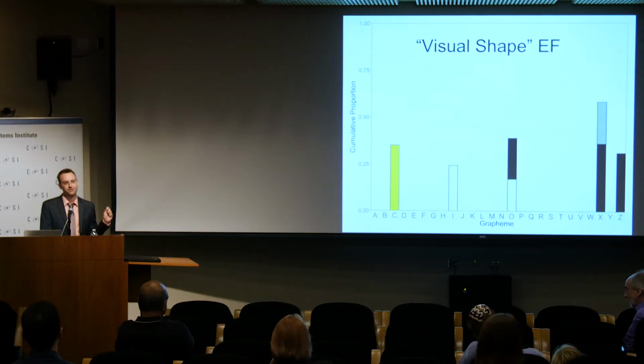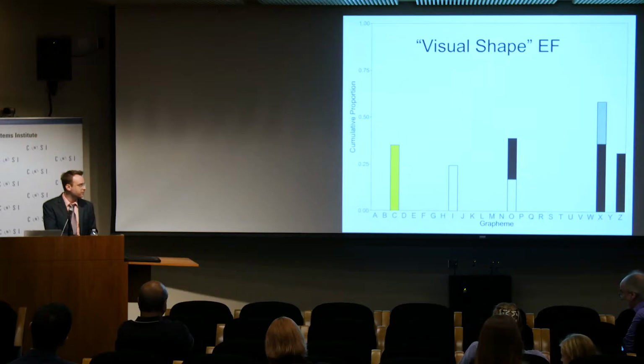And what you show is that these kids will search for an O shape or an I shape in the white pile, and they'll search for an X or a Z in the black pile. They'll search for a C in the yellow pile. And so this is happening even though they don't know what those letters are.